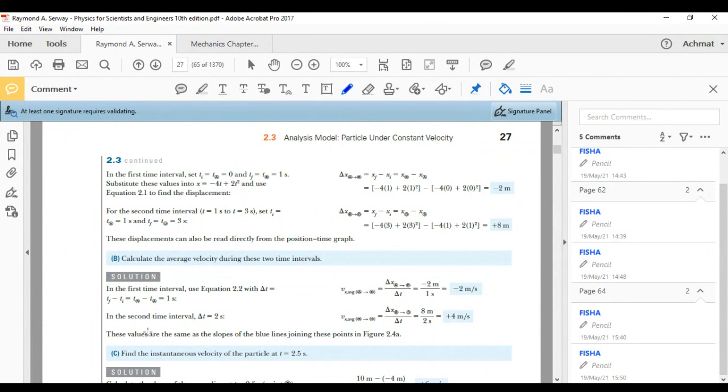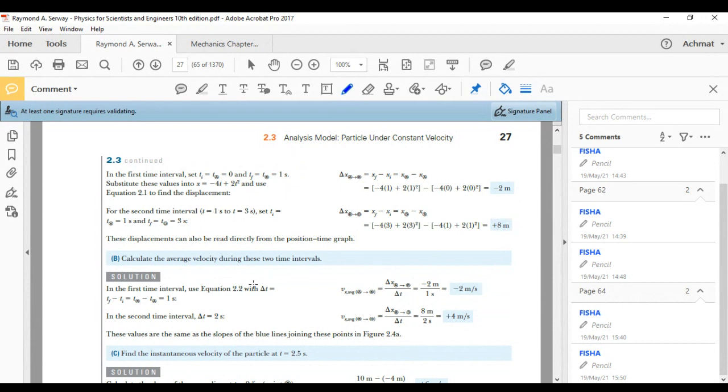Then there is another question they ask us to do here. See, there's B and there is C. What is B? Calculate the average velocity during these 2 time intervals, for the first one and for the second one. The average velocity is displacement over time. That was over 1 second, so minus 2 over 1. So the average velocity will be minus 2 meters per second. Am I right? There we are.